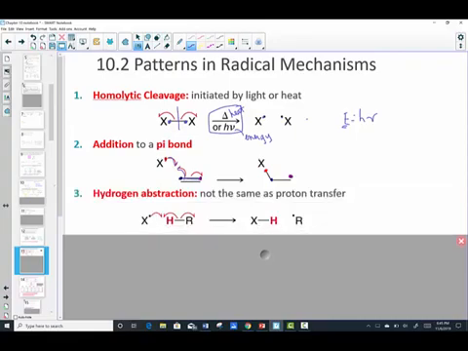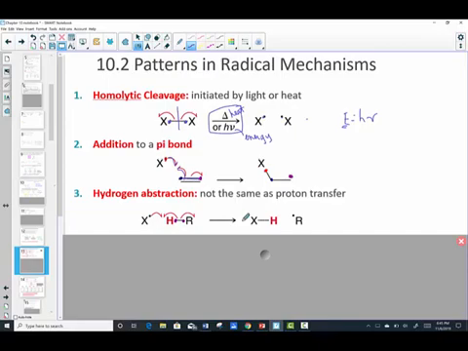The third general pattern is called a hydrogen abstraction. It's not the same as a proton transfer, because the proton would not have any electrons come with it. That is a heterolytic bond cleavage, meaning that we separate them out. In homolytic bond cleavage, we separate the two electrons, so a shared pair of electrons.